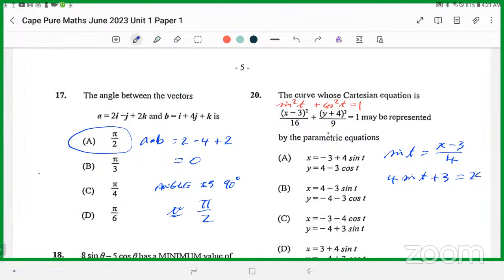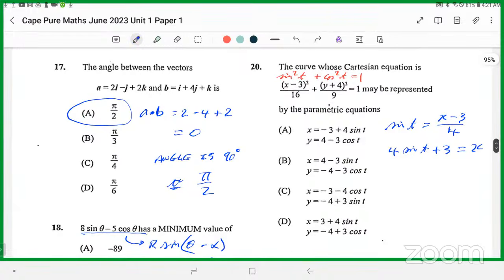There's just one answer with that. So this is the answer down here. This is the only answer with 3 plus 4 sine t for x. This one. This is not it. This has a minus in it. This has a minus in it. This has a minus in it. So the answer is this one down here. I don't have to work out the y.